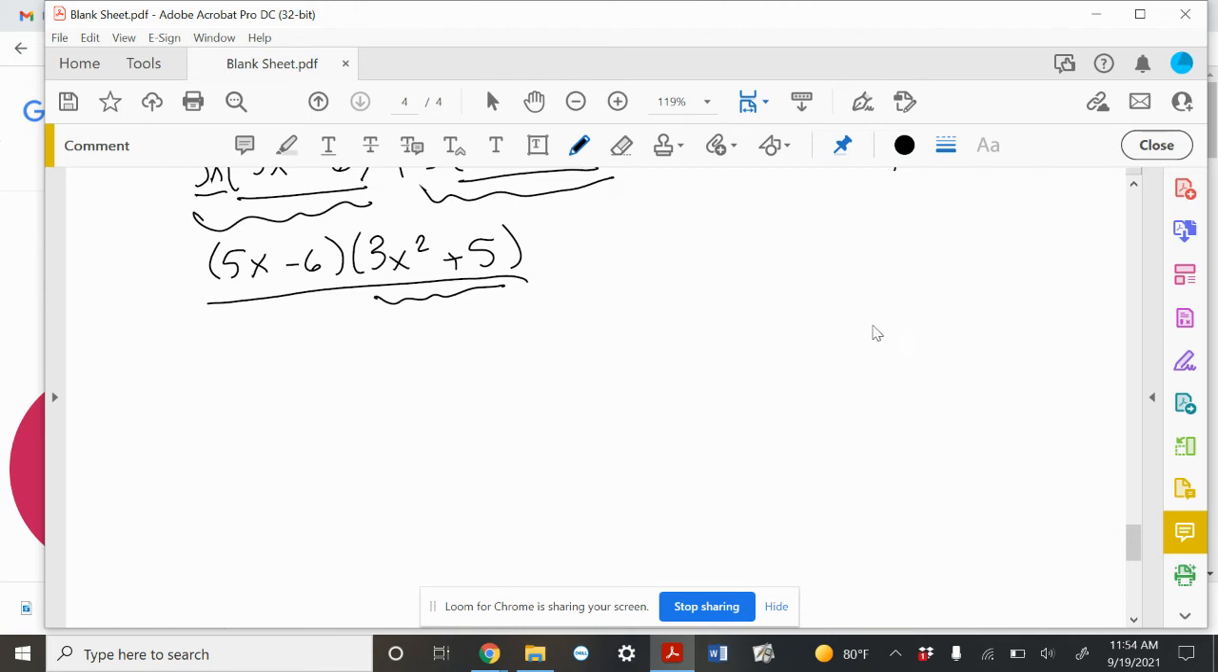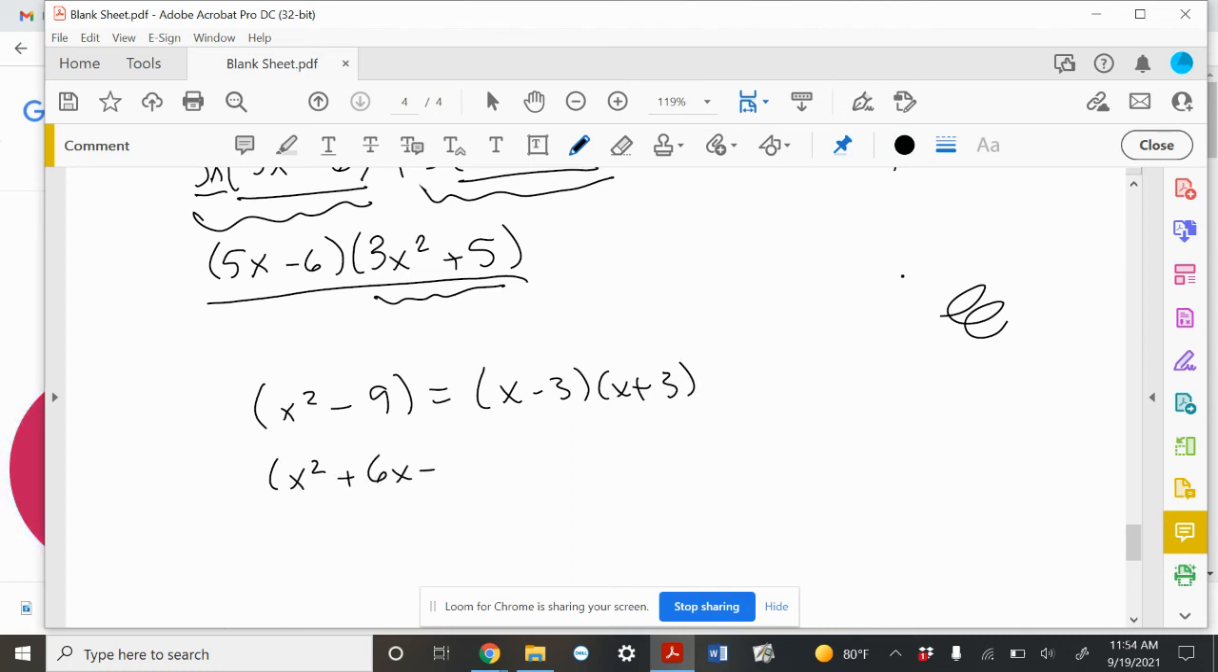Sorry, pen's been having problems on this lately. So if I have x squared minus 9, you'll know to factor that down to x minus 3 times x plus 3. If I have x squared plus 6x plus 9, that's going to factor to x plus 3 times x plus 3, which is going to be x plus 3 quantity squared.